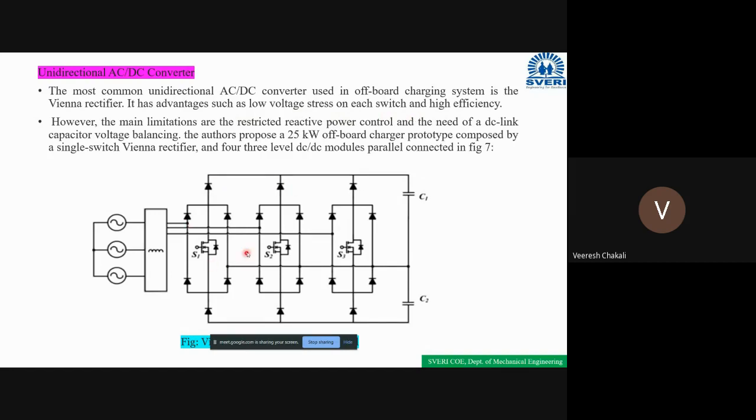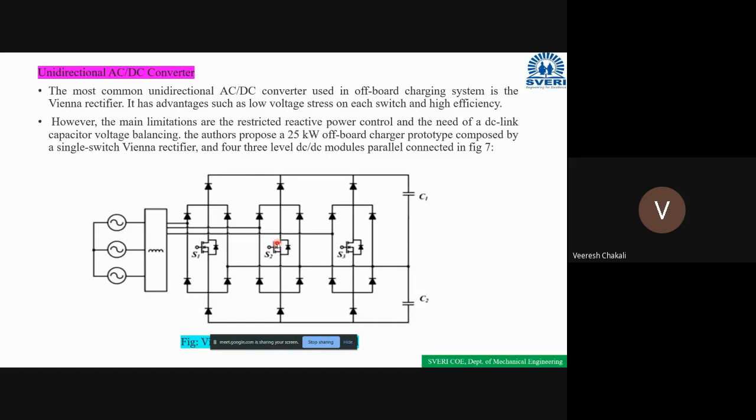Here we are using a number of devices. In a rectifier or converter circuit, by increasing the number of devices, what will happen? The voltage stress will decrease on each device. Clear? That is one of the main benefits of this converter circuit. For example, if we use only one converter, and in that converter only one device is present.